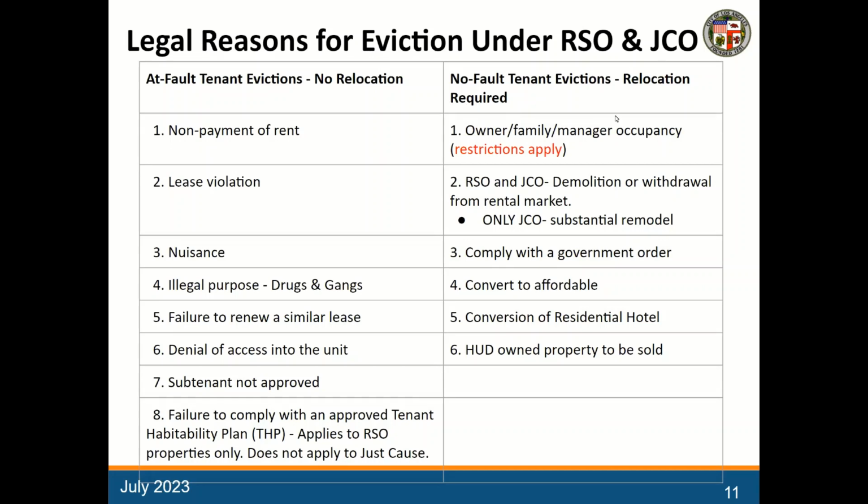The no fault reasons under both laws are also very similar. They include eviction for the occupancy of the owner, the owner's family, or in some situations, a resident manager. There are restrictions that apply that you should familiarize yourself with. At the end of the presentation, we'll have some links that you can go to, and you can read the rules on owner, family, and manager occupancy. There are some tenants that cannot be evicted for these reasons, but it's a very specific rule.